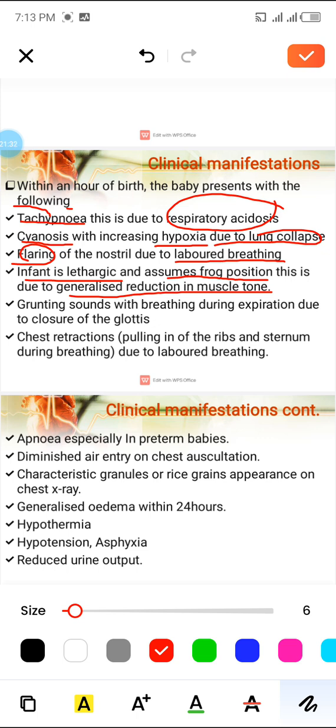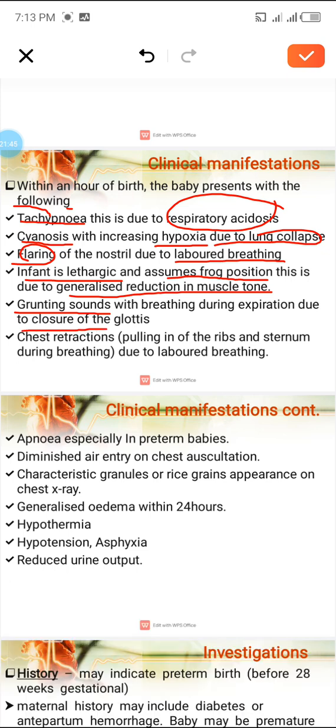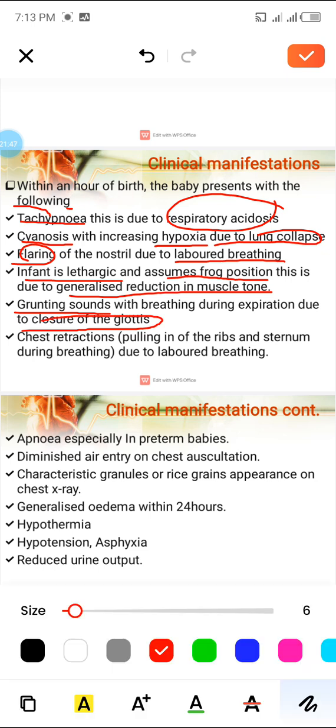Then the child also has grunting sounds. Why would the child have grunting sounds? This is because during expiration there is partial closure of the glottis. So that's why someone will have grunting. You may find it in multiple choice where they ask you, why is there grunting? The reason why a child will grunt is because there's partial closure of the glottis, like I've circled here.